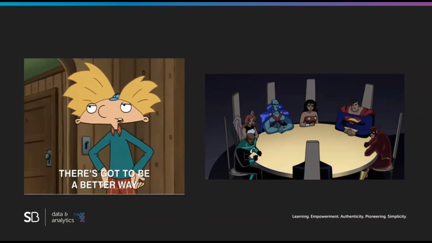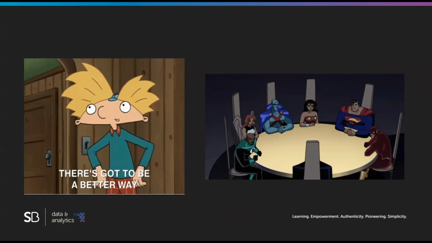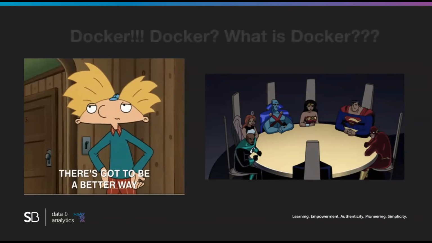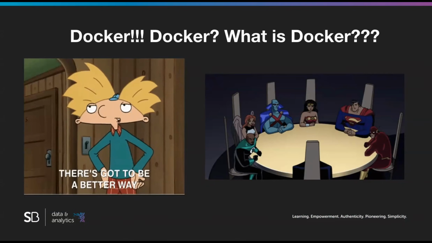So we thought there must be a better way to make the whole process more user-friendly and the tool easier to use. So we were looking for an answer, and the answer we came up with was Docker.